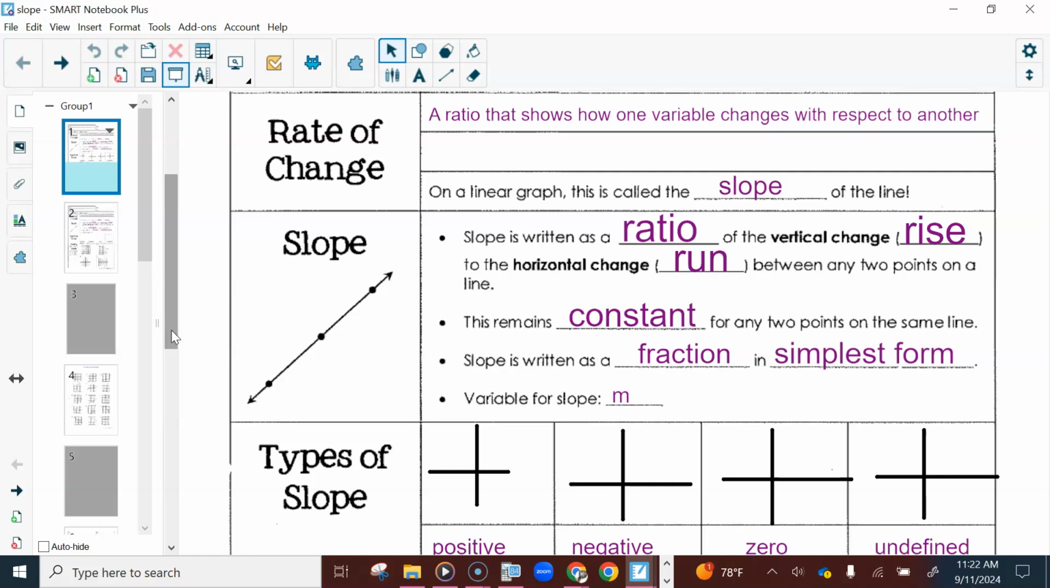Slope is written as a ratio, so we're usually dividing some fraction of the vertical change or the rise to the horizontal change or the run between any 2 points on a line. And this remains constant for any 2 points on the same line. That means between point A and point B, point B and C, C and D, and so on and so forth, the slope is always the same. And then to go back to the ratio, slope is written as a fraction in simplest form. And when we talk about slope, it's represented as the variable m.